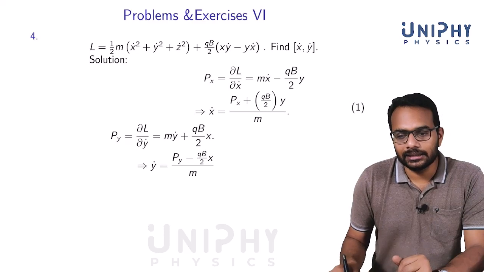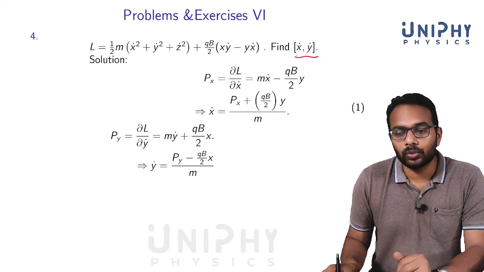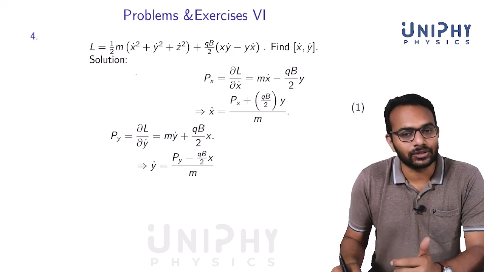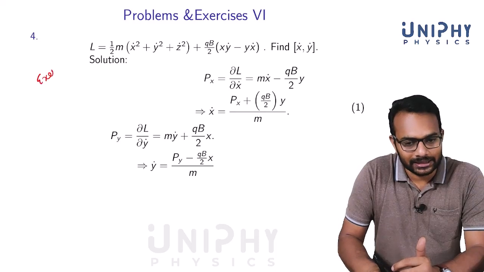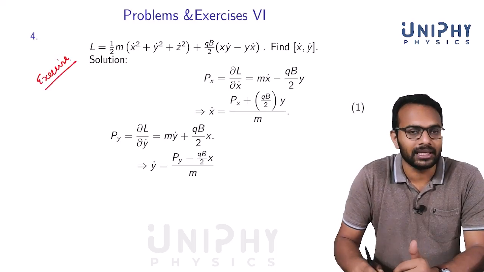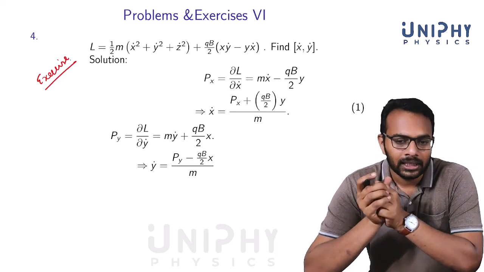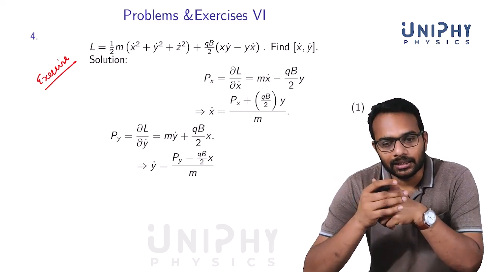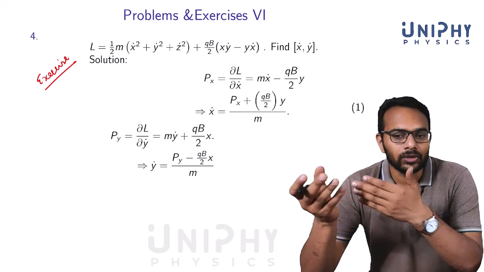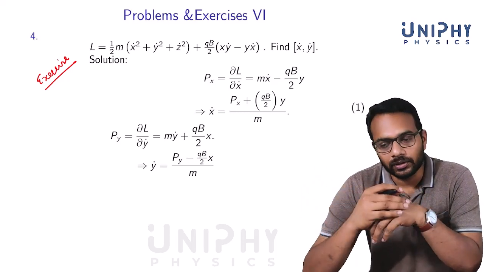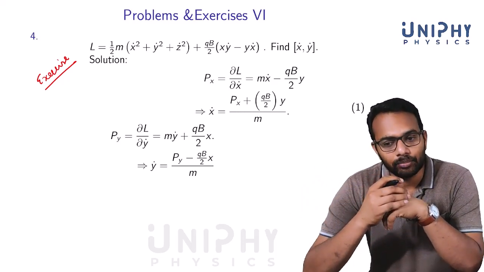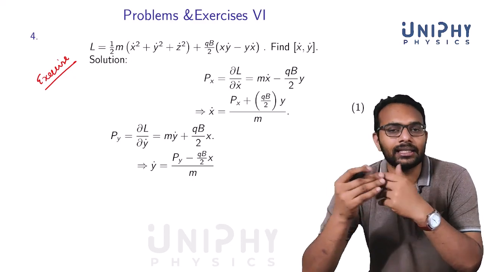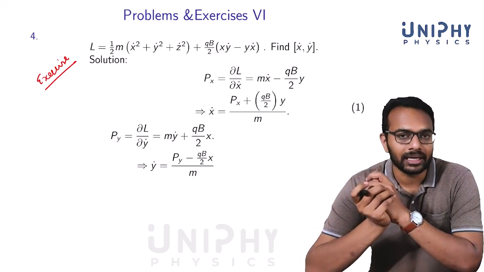Here the Lagrangian is given. Find x dot with y dot, the Poisson bracket x dot with y dot. I leave this problem as an exercise for you. You could proceed exactly in the same manner. You can get rid of all x dot, y dot, and z dot in favor of px, py, and pz, and then you can use the fundamental Poisson bracket relations.